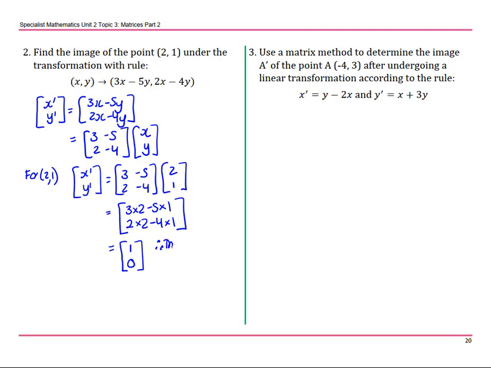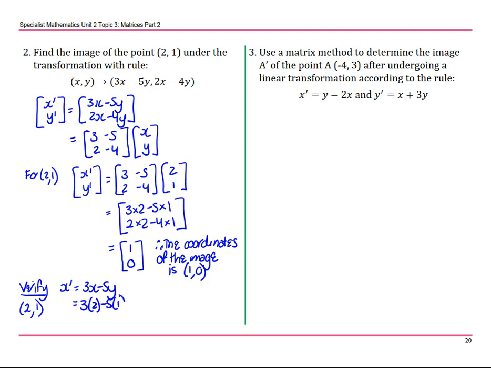Therefore, the coordinates of the image are (1, 0). Now we can verify algebraically. If we knew that our image was 3x minus 5y and we were doing the point (2, 1), we can plug that in. So 3 times 2 minus 5 times 1, which is 6 minus 5, which is 1. And our y image would be 2x minus 4y. Plug in our coordinate: 2 times 2 minus 4 times 1, which is 4 minus 4, which is 0. So we know that that's correct.